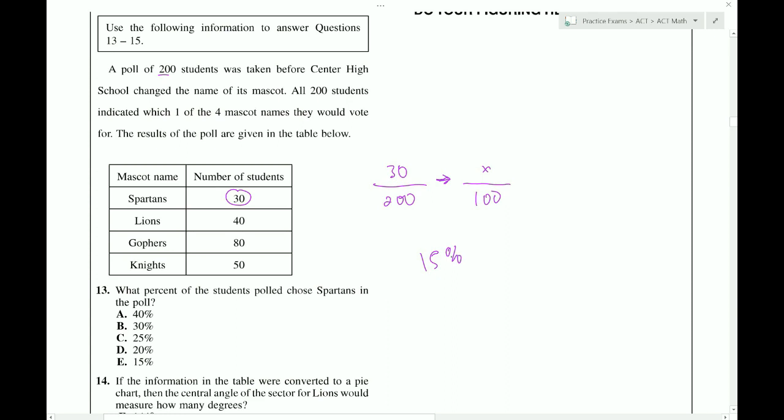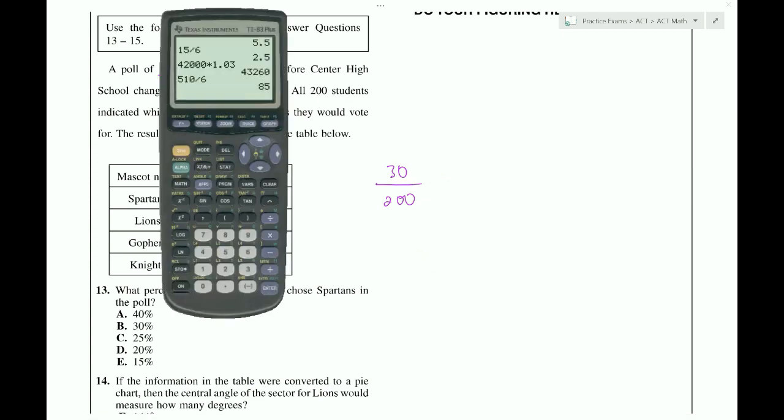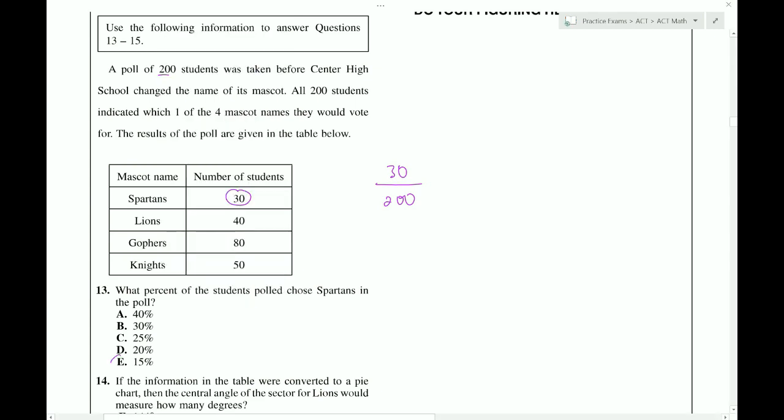Now, if you didn't know that little trick there, right, where you divide by 2 on top and bottom, you could also cross multiply, moving the 100 over here. But if you didn't know even how to set that up, there's another easy way you can solve it. Just use your calculator. Right, 30 over 200. And then, so 0.15 is your decimal, so that corresponds to 15%.